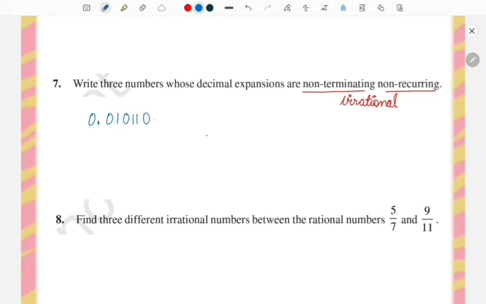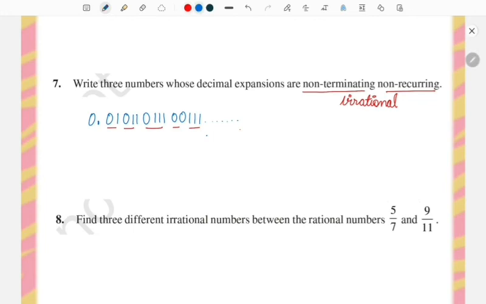0.01011, 0, 111, 00, 111, and with dots. There is no pattern of repetition. Is there a pattern of repetition? 0 1, then you have 0 11, 0 111, 00 111. So there is no pattern, right? And we have put dots. That only means that it is non-terminating or recurring also it is not. So this is a non-terminating, non-recurring decimal expansion, which is in other words an irrational number.